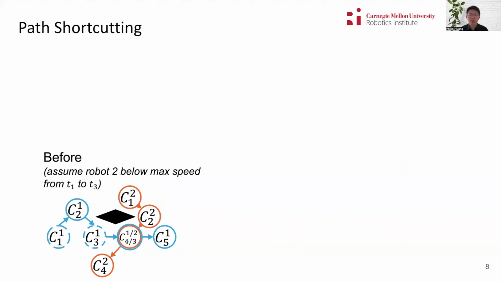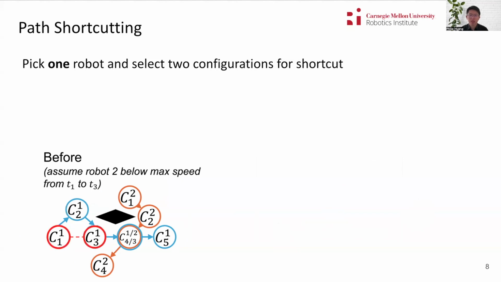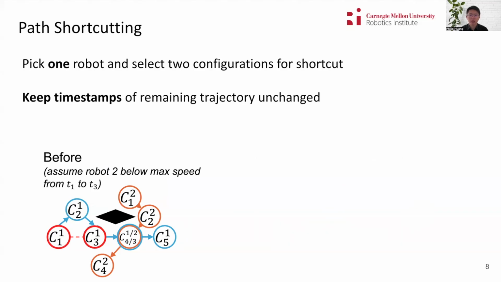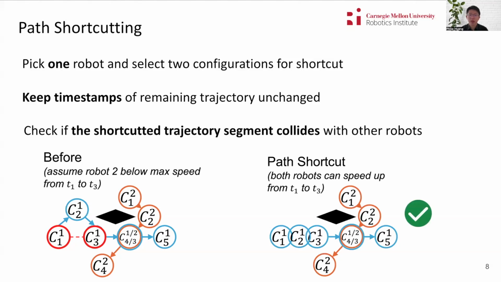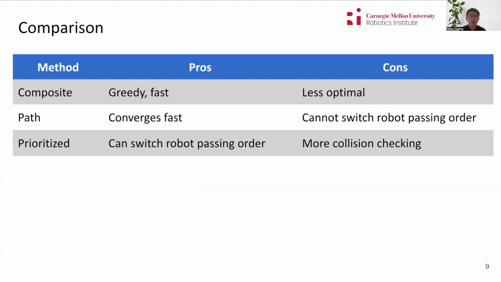Another computationally cheaper technique is path shortcut. Similar to prioritized planning, it also picks one robot and 2 configurations. However, it keeps the timestamps of the remaining trajectory unchanged, only checks for collision, and modifies the path segment between the 2 endpoints. The trajectory can then be retimed if all robots are below the speed limit. Between path and prioritized shortcutting, one method may identify a valid shortcut where the other fails. We summarize the trade-offs of these methods here.